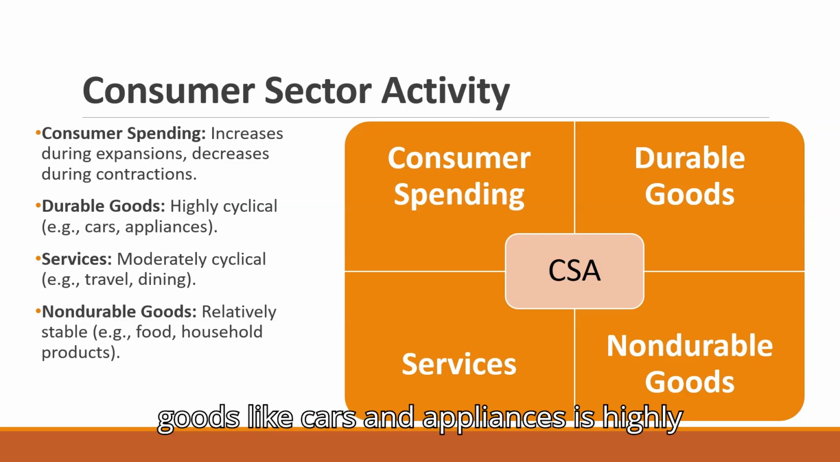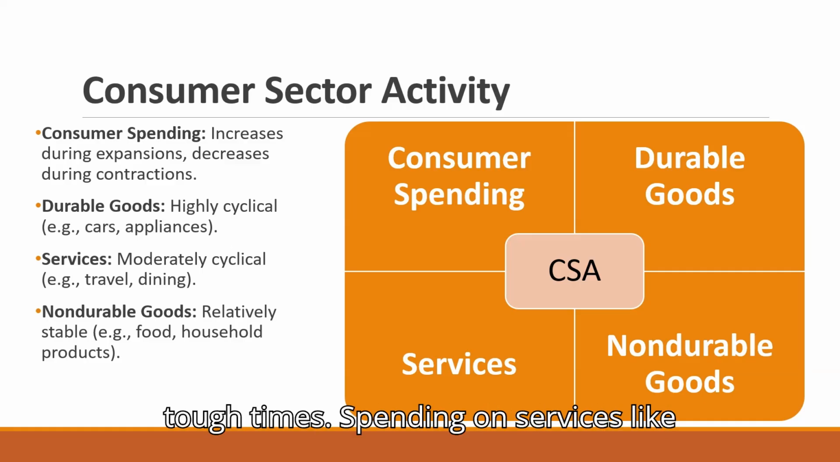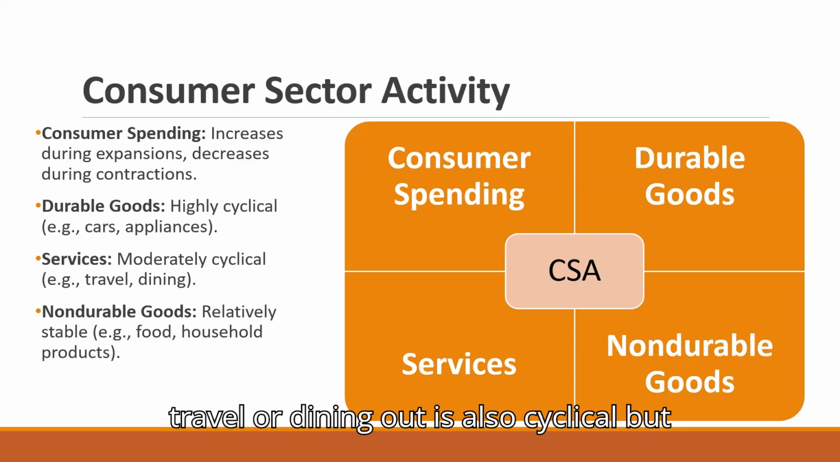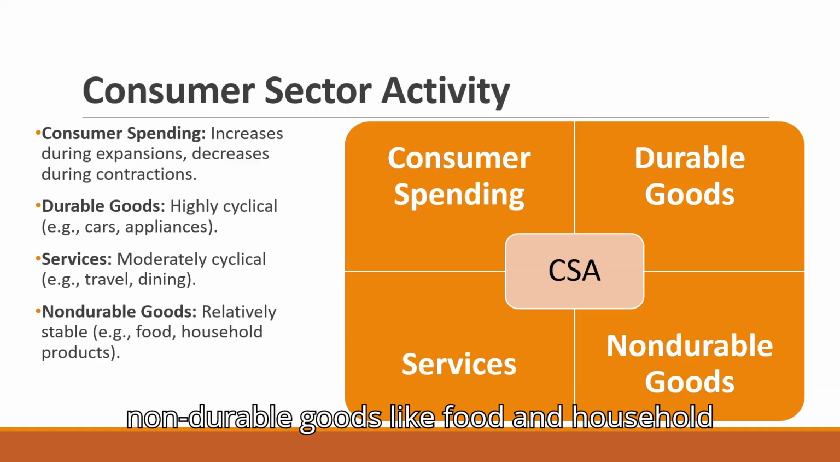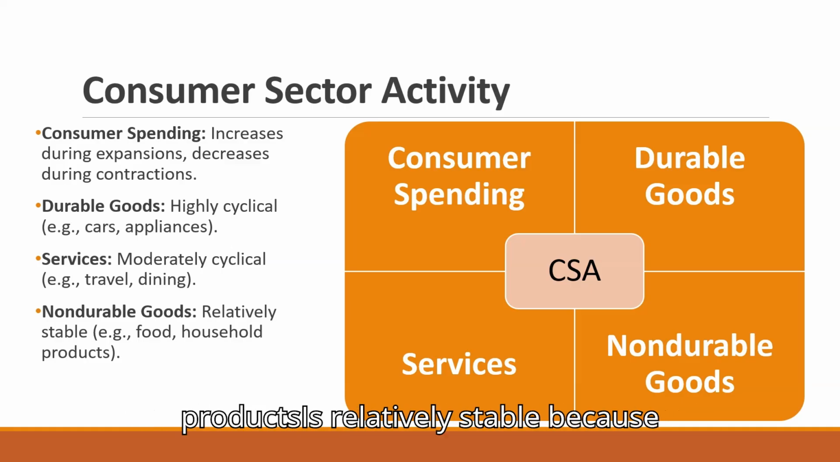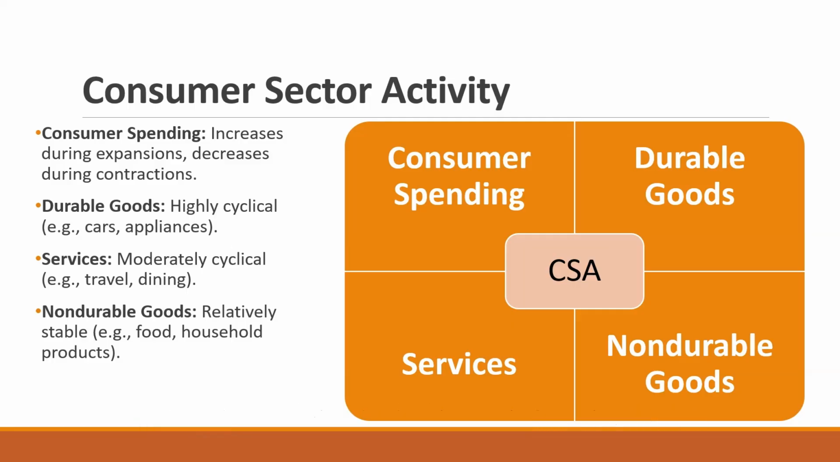Spending on durable goods like cars and appliances is highly cyclical because these are big-ticket items that people delay buying during tough times. Spending on services like travel or dining out is also cyclical but less so than durable goods. Spending on non-durable goods like food and household products is relatively stable because people need these items regardless of the economic cycle.